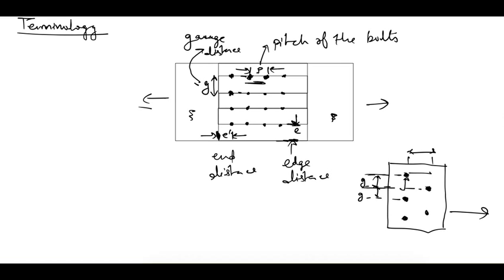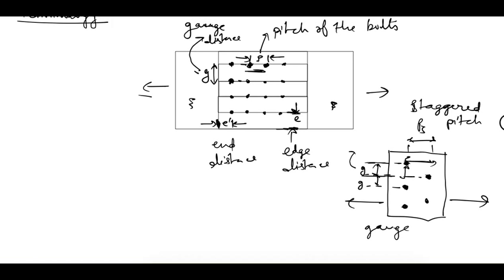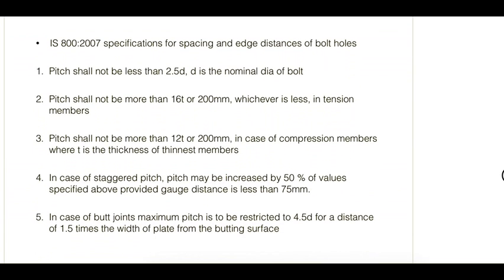So instead of normal bolting, that is in a linear fashion, if we have used this zigzag manner, then this distance here, this is the direction of applied load, so pitch here is called as staggered pitch, and the distance between two bolt holes perpendicular to the applied load is still called as gauge distance. So for these pitch, gauge, edge and end distance, the code has given some specifications.